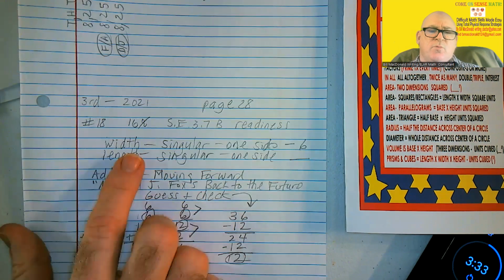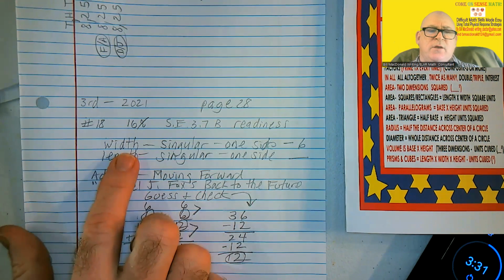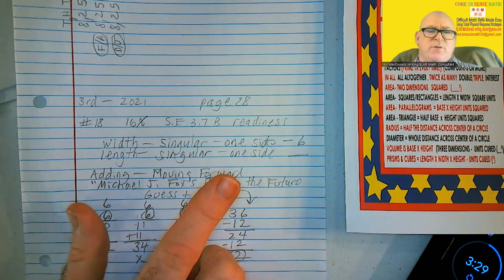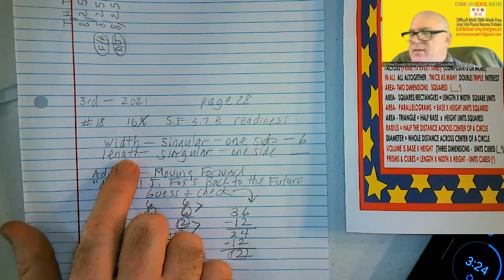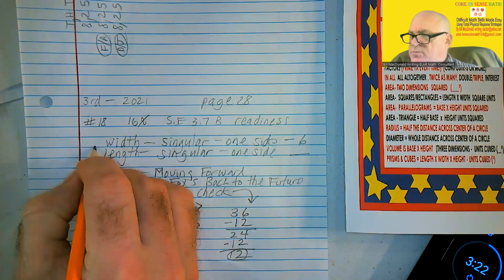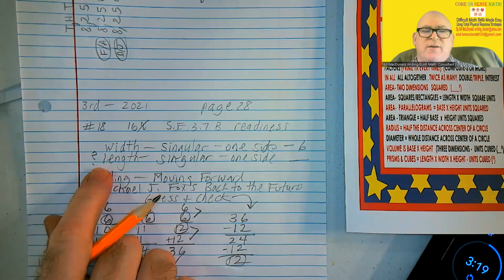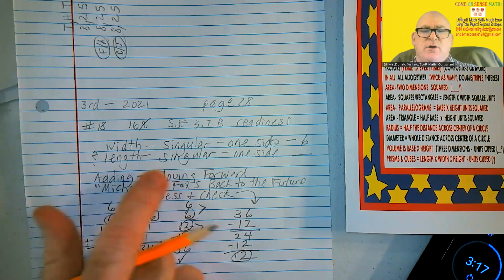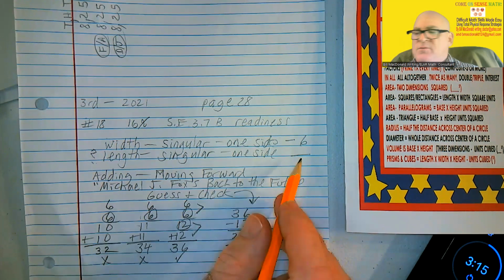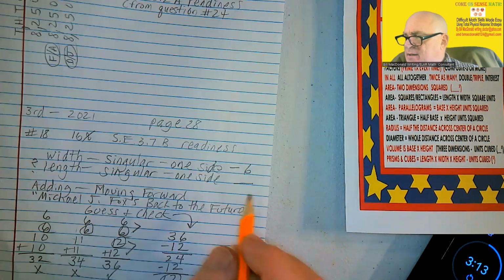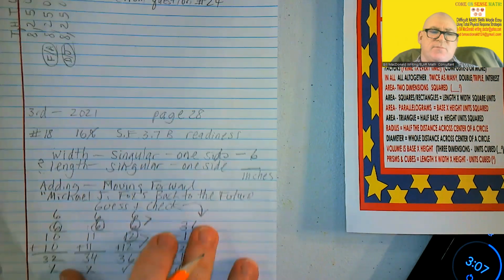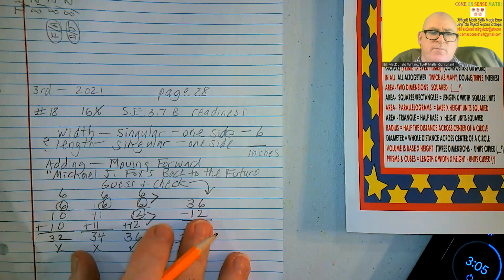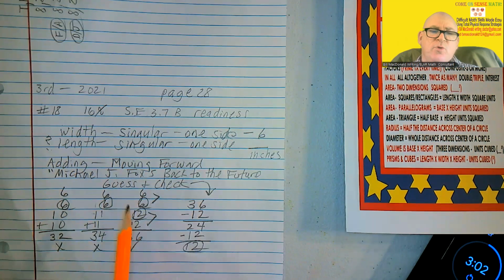Okay, so we understand that the width was 6. One side is 6, and so they're asking us for the length. And what you might make sure your kids do is put a question mark there. What are they asking? They're asking for one length, singular, one side. And so they need to be able to put that in there, along with its keyword being inches.